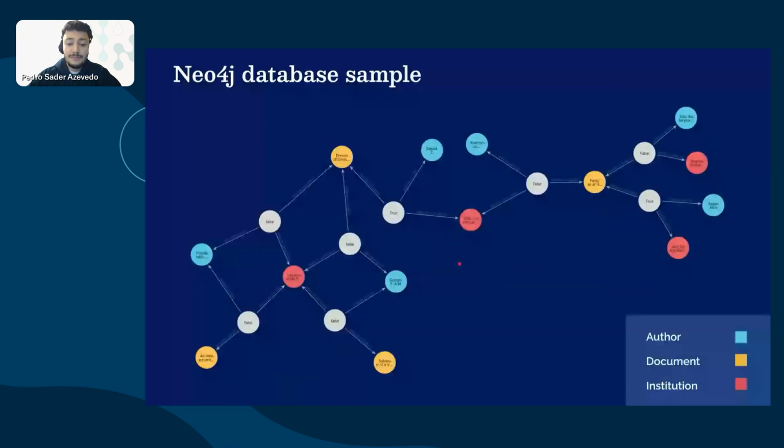So this is what this might look like in real life. For example, this publication right here, this document, it has this author right here, this author right here, you see how they connect, and also this author right here. And notice that these two authors, this one and this one, also belong to the same institution. So this is what this scientific collaboration graph looks like.